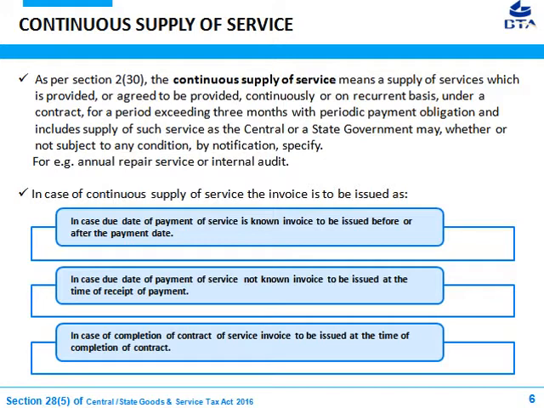Continuous supply of services. As per section 2 subsection 30 of the model GST law, it means a contract for continuous or recurrent supply of services. In case the due date for the payment of service is known, the invoice is to be issued before or after the payment date. In case the due date of payment of service is not known, then the invoice is to be issued at the time of receipt of payment. In case of completion of a contract of service, the invoice is to be issued at the time of completion of service.